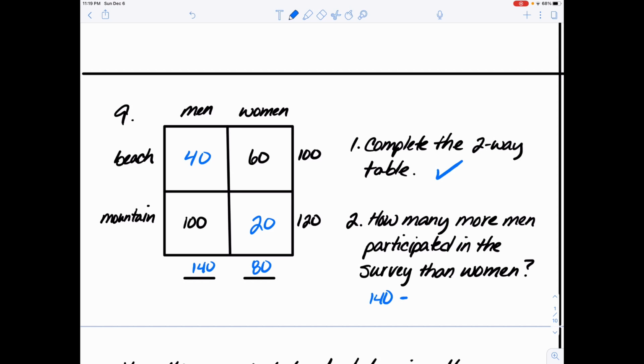And it wants to know how many more men than women voted, and there were 80 women that voted. So the answer to this question is 60. 60 more men than women voted in this survey.